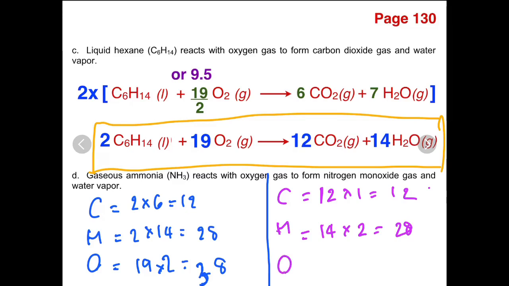For oxygen, you have 12 of the carbon dioxide. Each carbon dioxide contains 2 oxygen. You're going to add that to 14 water, and each water contains 1 oxygen. Total would come out to be 38 also.